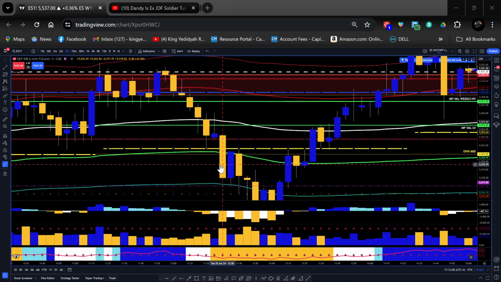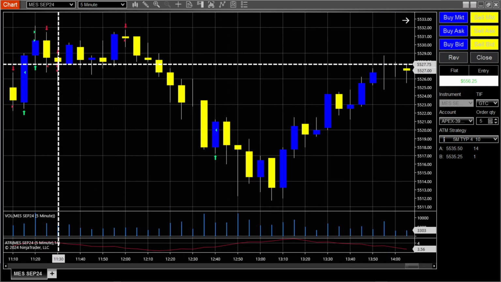Right at 55.2025. So right around this area right here, 55.2025, had this big sell in here, and I exited my trade right there. So let me just give you a look here over the execution.